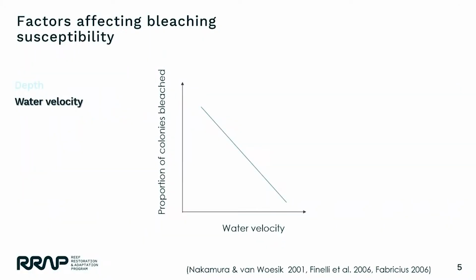Another important factor here is water velocity. So as you get faster water flow, the mass transfer between the toxic byproducts of the bleaching and the water column is easier. So it's thought that a smaller proportion of colonies should bleach when there's high water flow. And again, there have been studies looking at this, and the patterns have been shown in both directions as well.